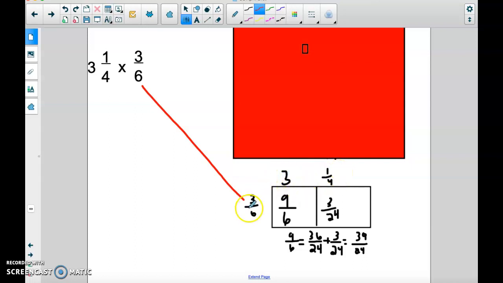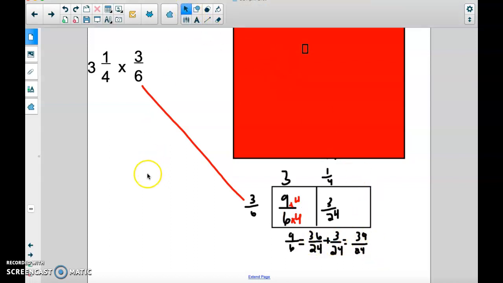Okay? So 3 times 3/6 is 9/6. 1/4 times 3/6 is 3/24. And now I can add these together. And I see that I can just turn 9/6 into 36/24, right? I can multiply each of these by 4, and then that'll allow me to add these up real easy.